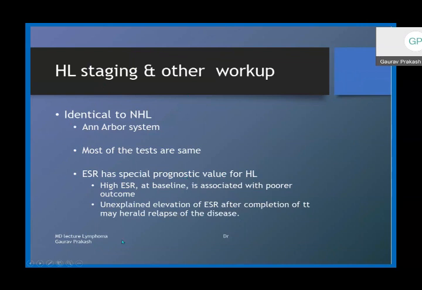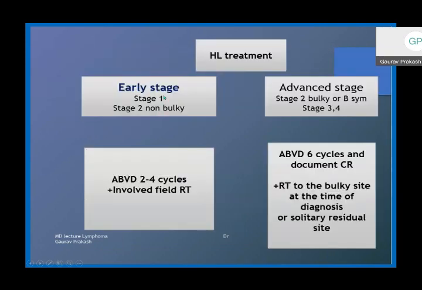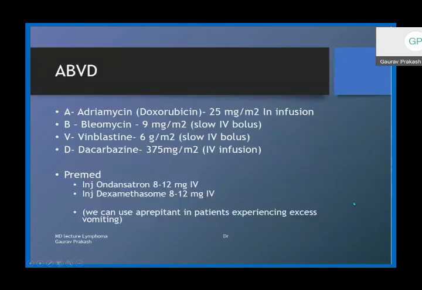Staging and the workup is extremely similar to what we saw for DLBCL and NHL. You can just see those slides. How to treat Hodgkin lymphoma? Here, the prototype therapy is ABVD, and other principles are the same. If it is early stage, you give 2 to 4 cycles of ABVD and give radiotherapy. If it is advanced stage, you give a complete 6 cycles of ABVD, and radiotherapy only if needed, if there is some residual site.